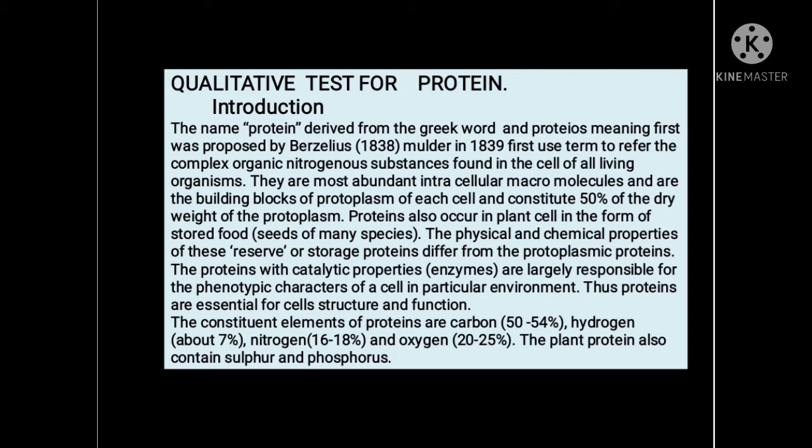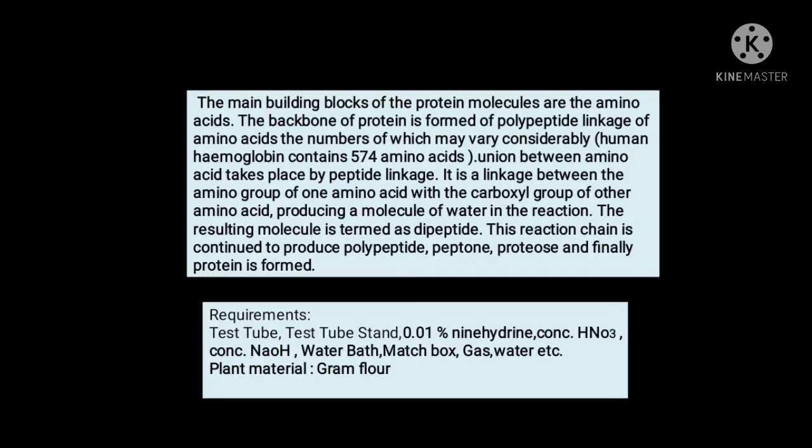The constituent elements of the proteins are carbon, hydrogen, nitrogen, and oxygen. The plant proteins also contain sulfur and phosphorus. The main building blocks of the protein molecules are the amino acids. The backbone of protein is formed of a polypeptide linkage of amino acids, the number of which may vary considerably. The union between the amino acids takes place by peptide linkage.